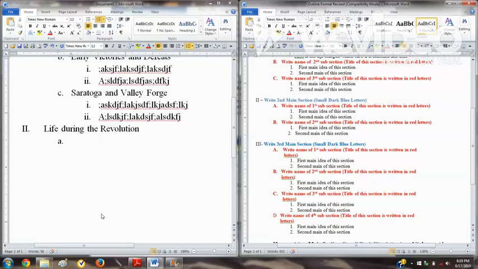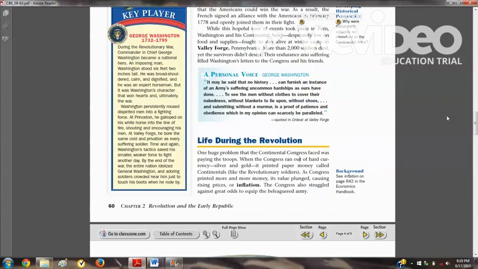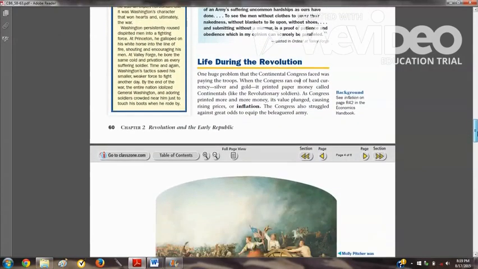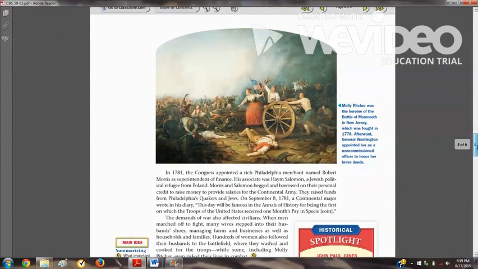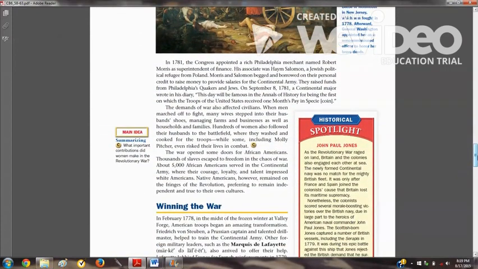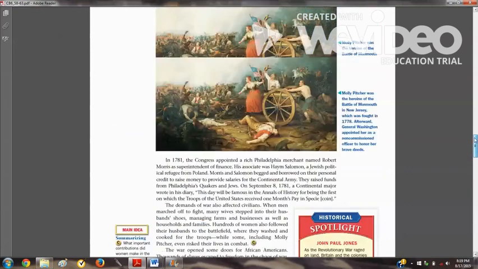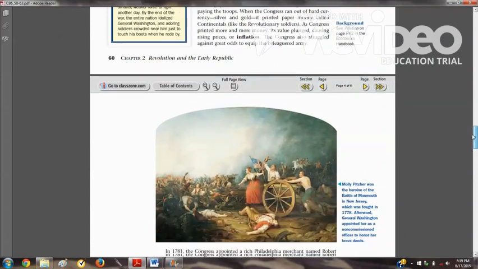So let's look at the book. Well, there's Roman numeral 2. Let's look for 2A. 2A, 2A, 2A. Oh, well, there's a problem. That's Roman numeral 3, winning the war. So what do we do for a section like this, Life During the Revolution, that has no red sections, the subsections?